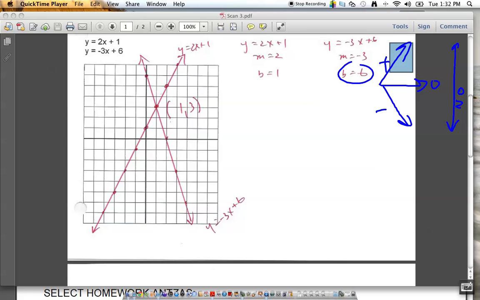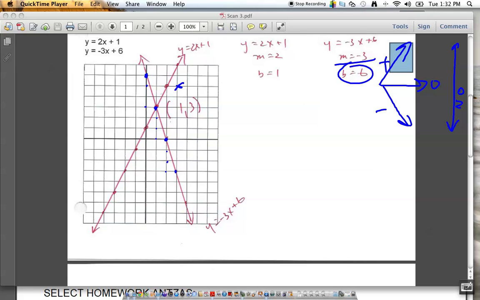Now, here the y-intercept is 6, so you begin at 6. We were good at that. But if the slope is -3, you're going to go down 3 over 1. Down 3 over 1. Down 3 over 1. I saw a few people who went down 1 over 3. They ended up over here. And that would be a mistake.